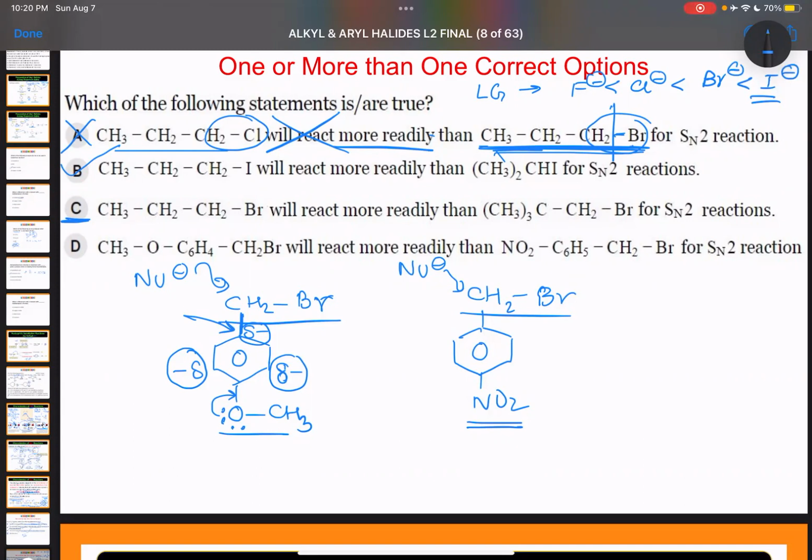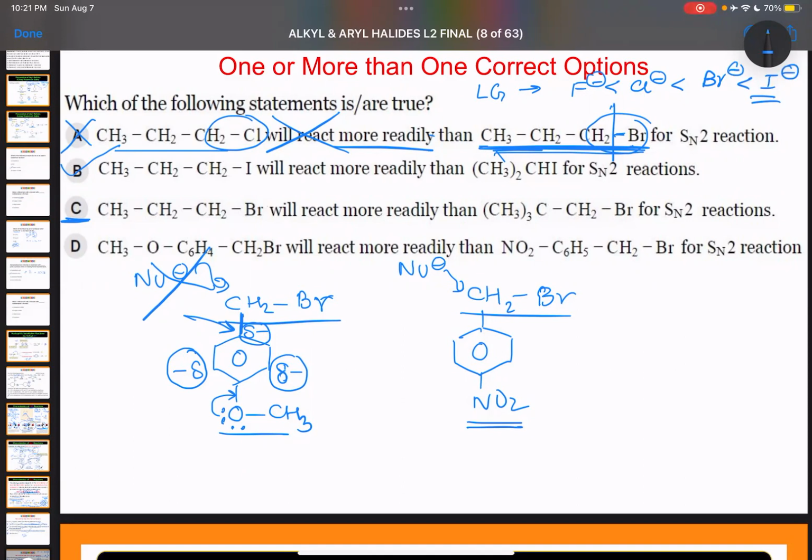Okay. So if it has become more negative, what does it mean? It means the carbon which is having the electron donating group will also become more negative. And if it becomes more negative, will it facilitate the attack of nucleophile? The answer is no. Because the nucleophile itself is negative, and if there is an electron donating group already present, that is not going to help the attack of nucleophile. Okay.